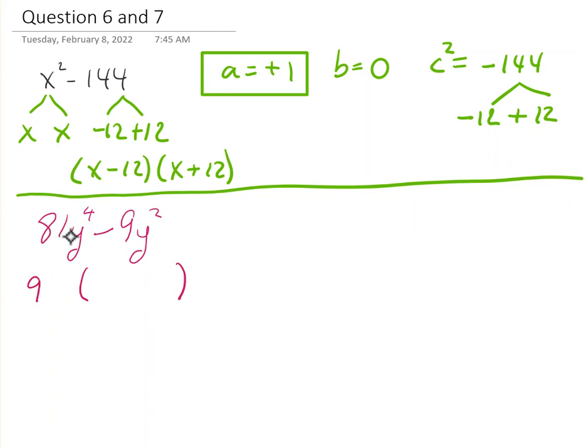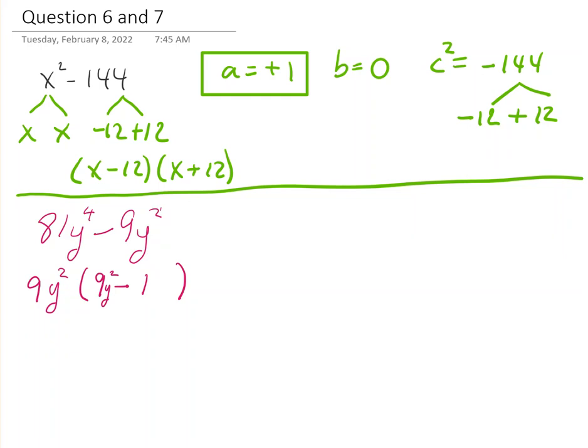9 times what is 81? Well, that would be 9. 9 times what is negative 9? That would be negative 1. But did you notice I also have a y squared and a y to the 4th? So what's the biggest number of y's I could factor out of that? Well, the biggest is actually this guy right here, so I'm going to also factor out y squared. And when I do, y squared times what is y to the 4th? Well, that would be y squared. Y squared times what would give you y squared? Well, that would just be the number 1.